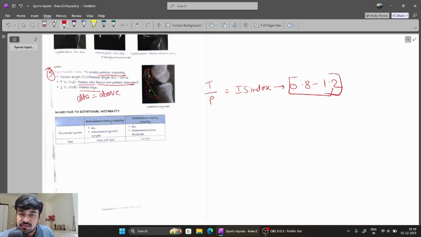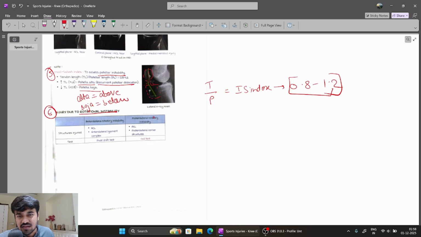So if the tendon is longer, that means the patella is located slightly above, and if the tendon is shorter, that is baja. Baja means below. That means the patella is lying below, right? So that is known as patella baja. So if the tendon is longer, that is suggestive of a ratio more than 1.2, patella alta, recurrent patellar dislocation. If the tendon is short relative to the patella, the ratio would be less than 0.8, and the condition is known as patella baja, right?